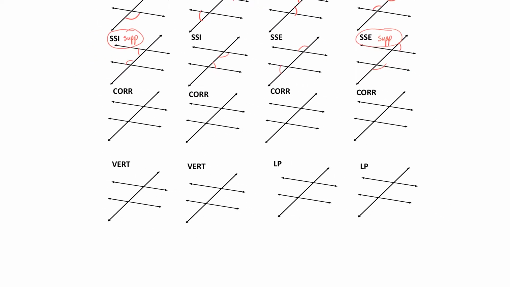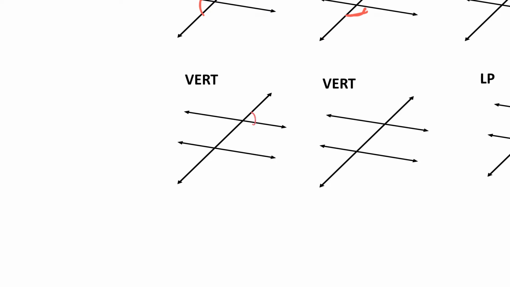All right, corresponding could be like here, here, here, here, here, here, or here and here. All right, if the lines are parallel, what do I know about corresponding angles? They are congruent. Yep.